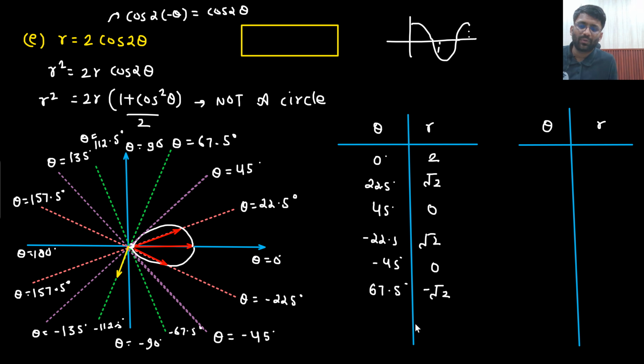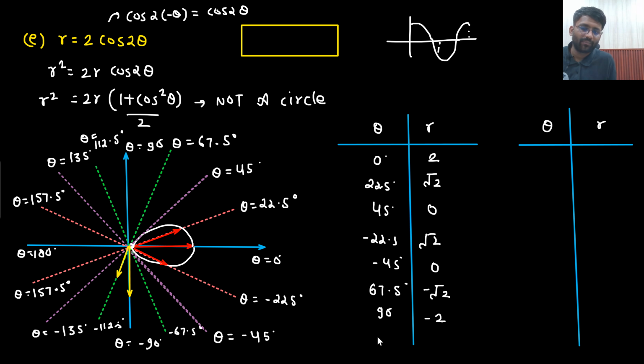The next you need to put is 90 degrees. 90 into 2 is 180. Cos 180. What is cos 180? Minus 2. That means you are supposed to work for 2, but you will go for minus 2. That means you will go here. This you have made for plus 90. The similar you will get for minus 90 as well.